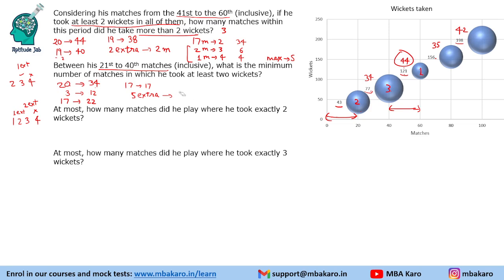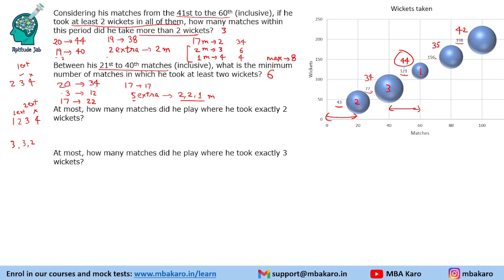So 5 extra can be given in this format: 2 extra, 2 extra, 1 extra. So 2 extra means he took 3 wickets, he took 3 wickets, and 2 wickets. So 5 extra can be given in 3 matches. So that is, he will take 3 matches and plus these 3 also, a total of 6 matches. So the first case would be 8, maximum would be 8, minimum would be 6.